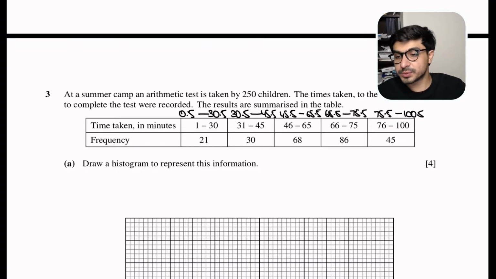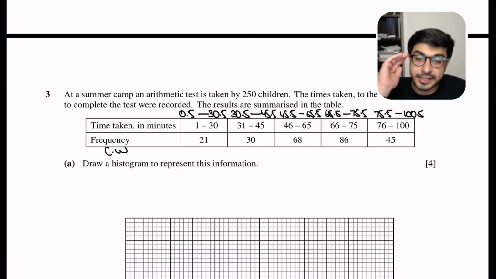Now we need to look at the frequency and figure out the class width first of all. Why class width? Because equal class widths lead us to the normal histogram. But if the class widths are unequal, we cannot use the normal histogram. We'll have to draw the frequency density histogram. So let's figure out the class width.